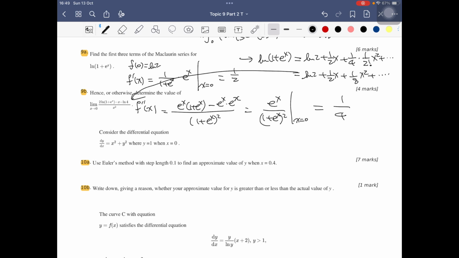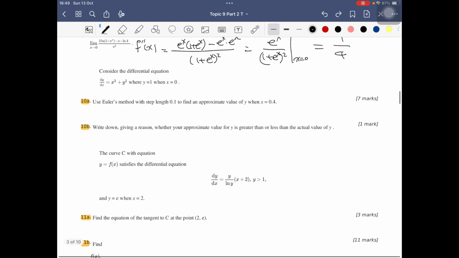So if we use this one here, we can determine the value. You can do that. And now we have the differential equation, and we use this Euler method to estimate when x equals 0.4. You can do that, but the question is 10b. It asks us to comment on this approximate value, whether it is greater or less than the actual value. So greater or less depends on the shape of the curve.